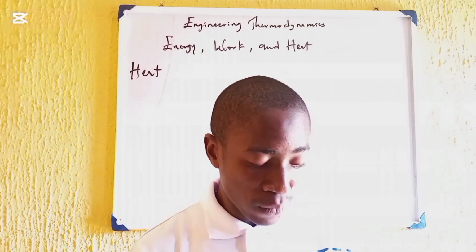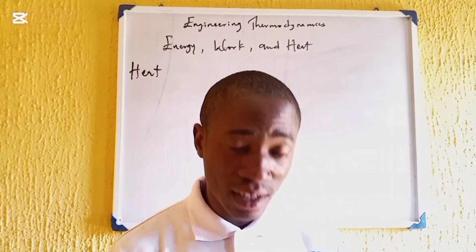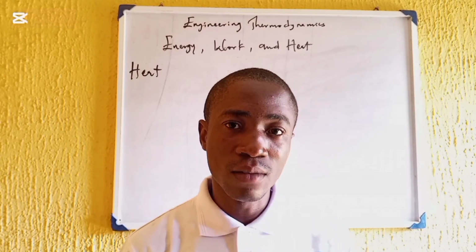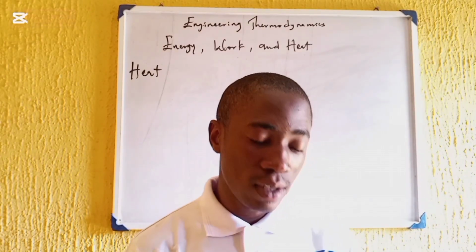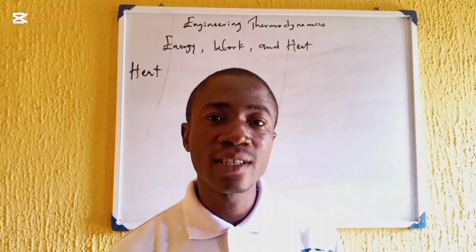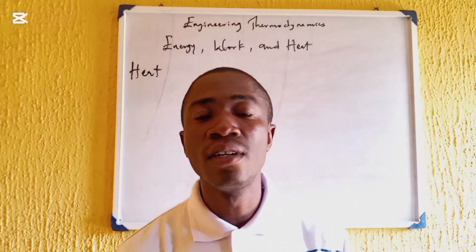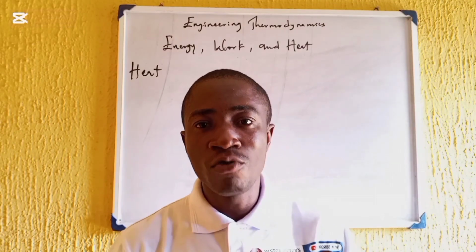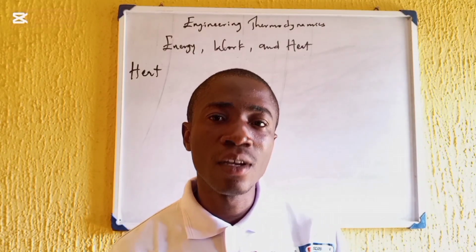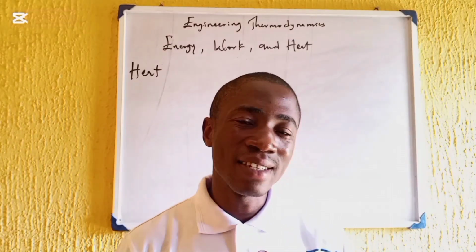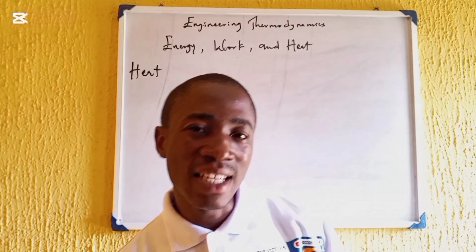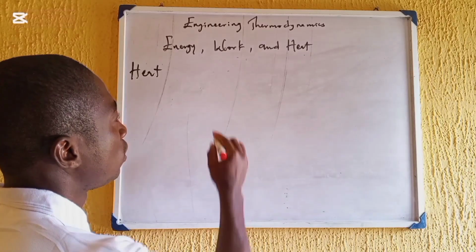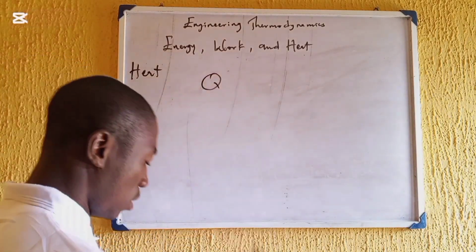I've said that before. Unlike work, heat transfer to the system is positive. I said work done on the system is negative. But heat transferred to the system is positive, whereas heat transferred from the system is negative. So work done by the system is positive, but heat transferred from the system is negative. Then work done on the system is negative, but heat transferred to the system is what? Positive. The symbol for heat in thermodynamics is Q.